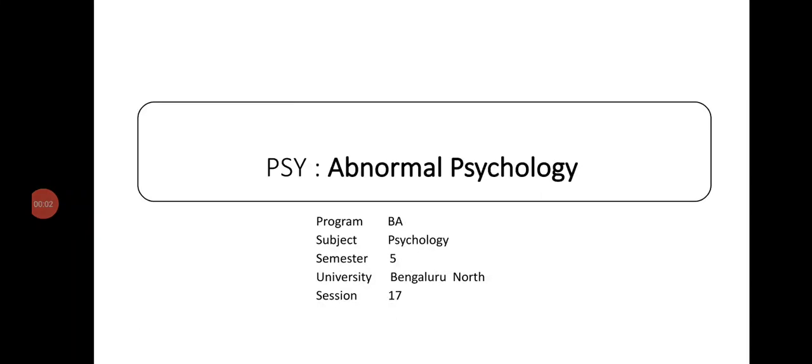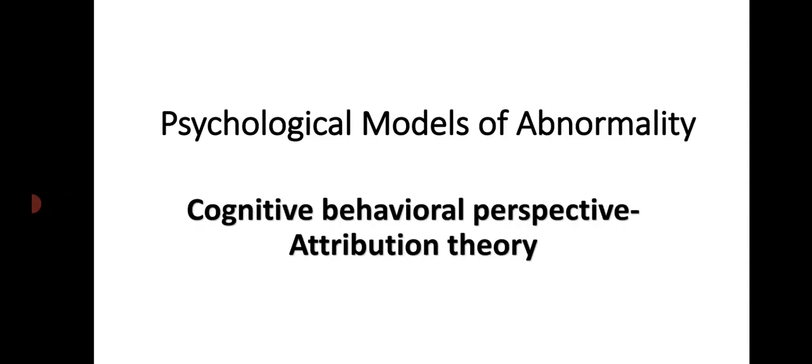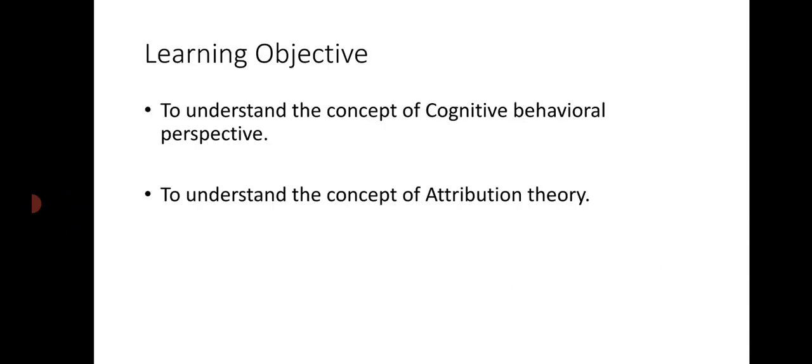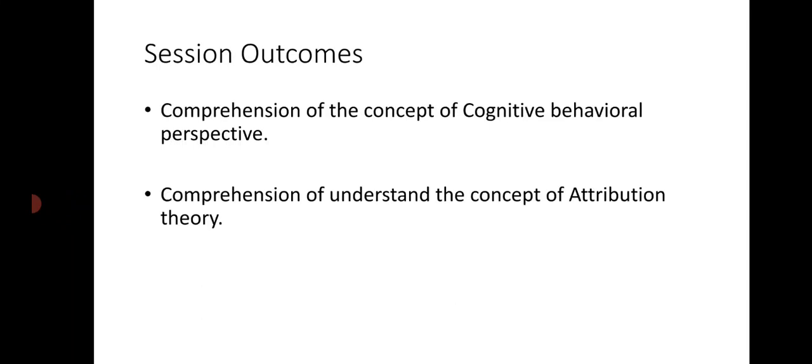Welcome to Unit 2, Psychological Models of Abnormality, Session 17, Cognitive Behavioral Model of Abnormality. Learning objectives: to understand the cognitive behavioral model of abnormality. Secondly, to understand the attribution theory. Session outcomes: knowledge or comprehension of the cognitive behavioral model of abnormality, and knowledge of the attribution theory.